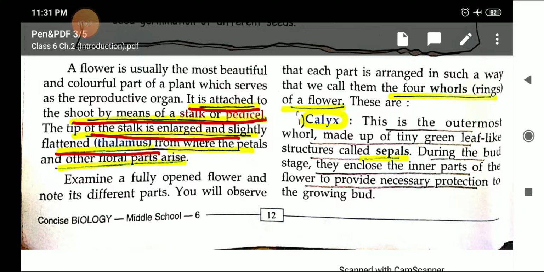The outermost whorl of the flower is known as calyx, and it is made up of the green leaf-like structures known as sepals. So the singular is sepal and the collection of sepals is known as calyx. Now what is the function of these green leaf-like structures, sepals? The function is that these sepals protect the flower during the bud stage. During the bud stage, they enclose and protect the inner parts of the flower.